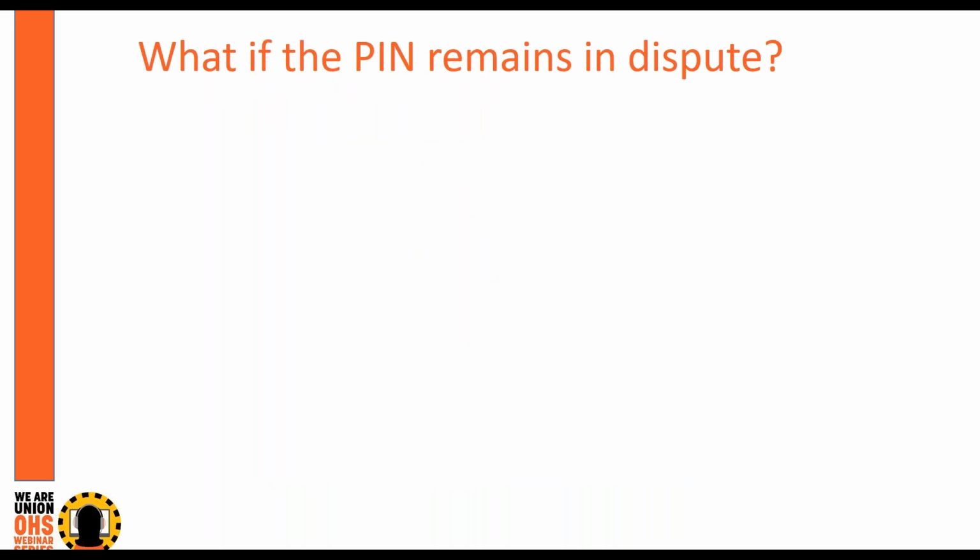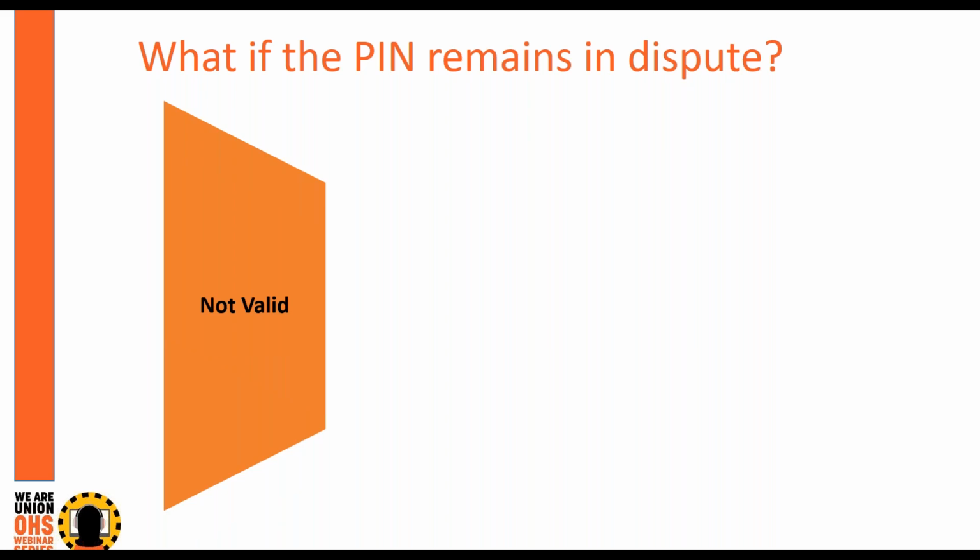All right. So, Sean, walk us through what happens if the PIN remains in dispute. If the PIN remains in dispute and it hasn't been resolved by all parties, the inspector will determine which of these 4 actions will be taken. Not valid. A PIN is not valid if it does not affect the members of the rep's DWG, unless it is issued under Section 59, where another rep has acted because a rep is unavailable. Or the rep had not first consulted with the duty holder about remedying the issue.